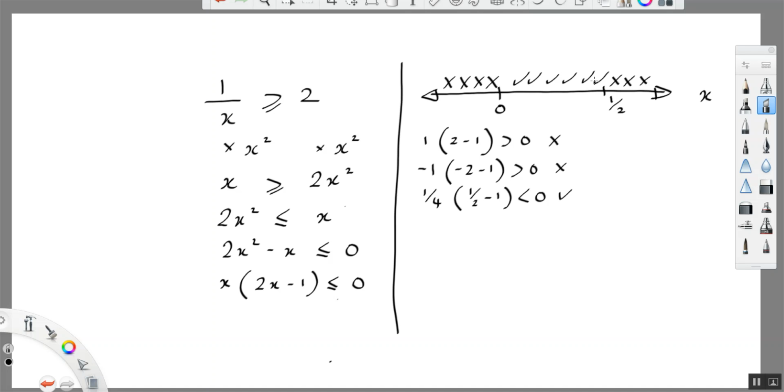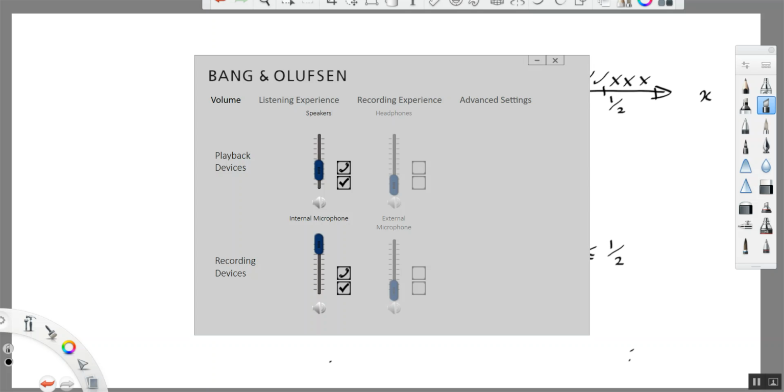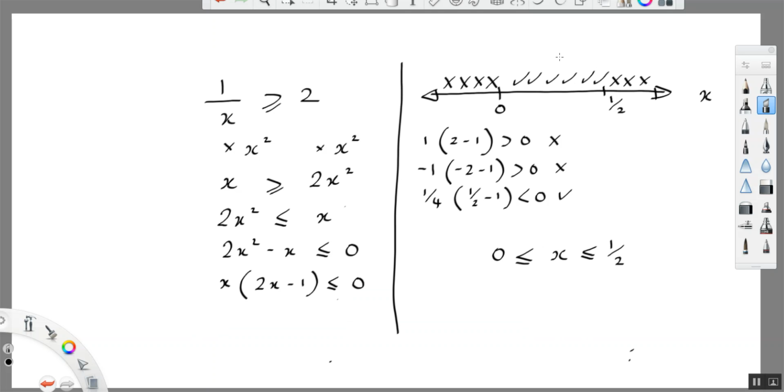Now, there's one other little sting in the tail that we need to be careful of. I know x is less than or equal to a half, sorry, because our inequality is including equality. So my solution for x is x less than or equal to a half, and would I say greater than or equal to 0? Ordinarily I would, but I have to be careful here.